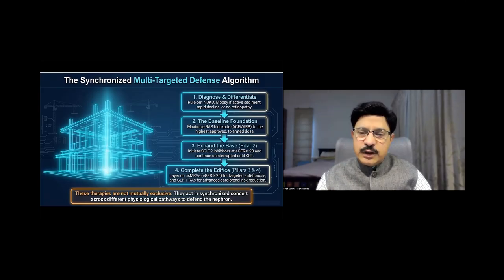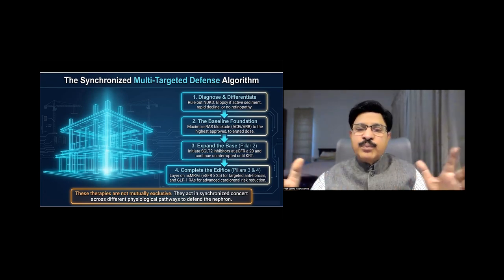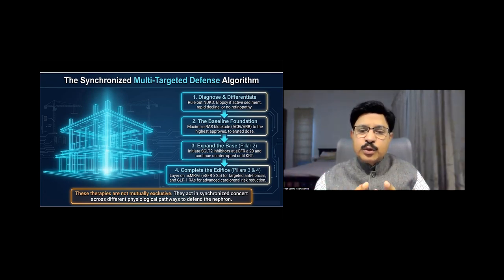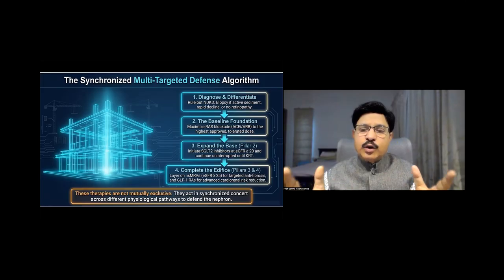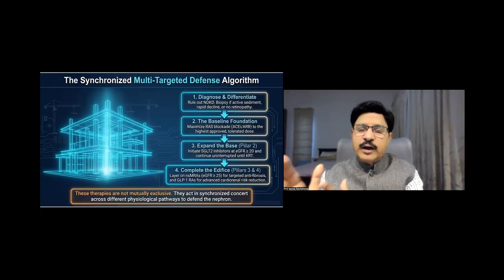What are pillars 3 and 4? 3 is GLP-1 RA, 4 is NSMRA, finerenone. These therapies are not mutually exclusive. No, it is not that I give one and need not give the others. They act in synchronized concert across different physiological pathways to defend the nephrons.